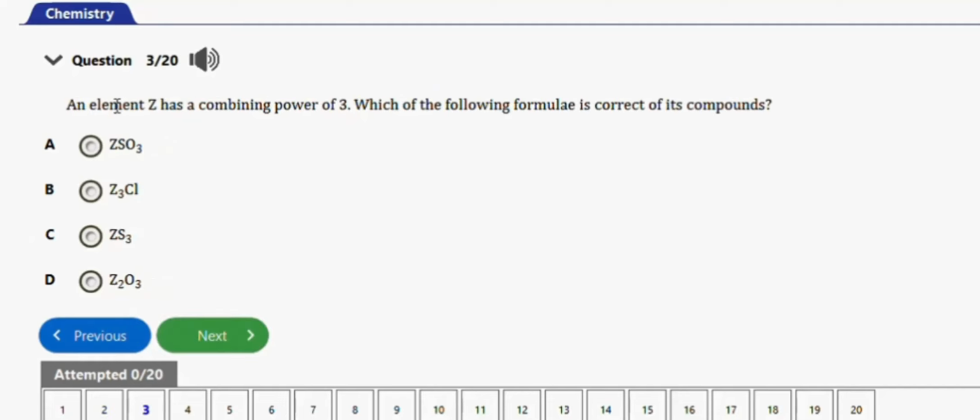It says an element Z has a combining power of 3. Which of the following formula is correct of its compound? So the correct one here will be option D. This is aluminium oxide. So an element with combining power of 3 is typically aluminium. So this will be the chemical formula of the compound we have when aluminium reacts with oxygen. Okay, option D. The next question will be this one.